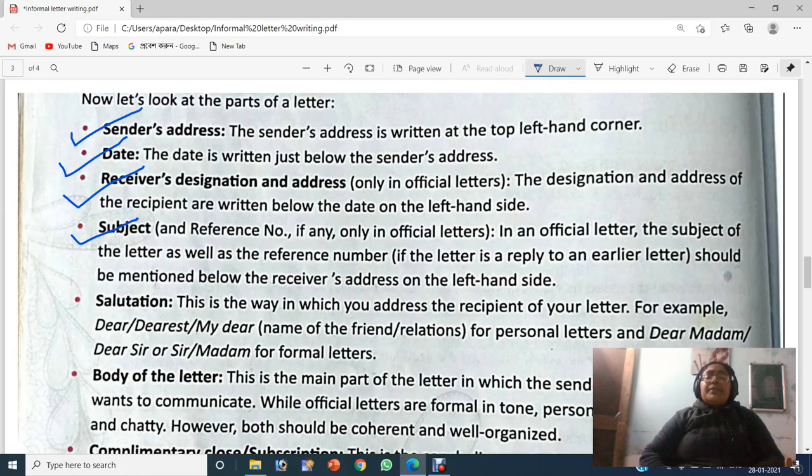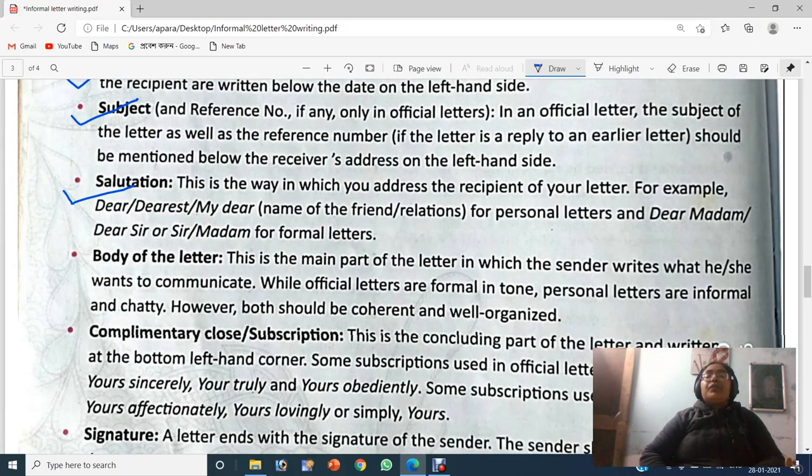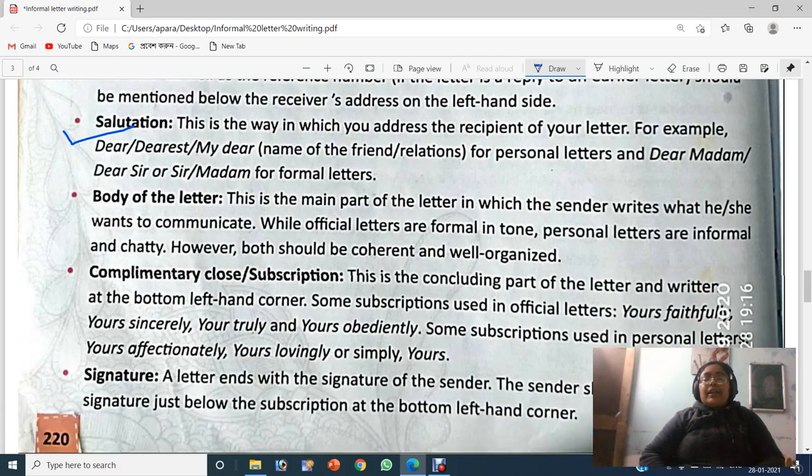Then comes the salutation. What is salutation? This is the way in which you address the recipient of your letter. I told you beforehand. For example, dear, dearest, my dear, and the name of your friend or your relations for a personal letter. And madam and sir for formal letters.